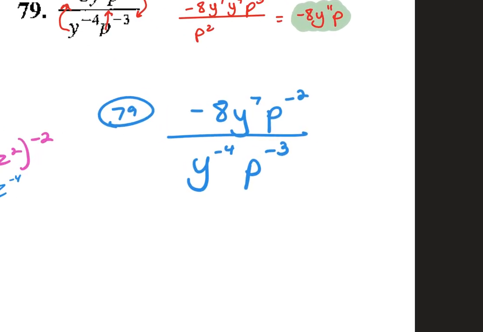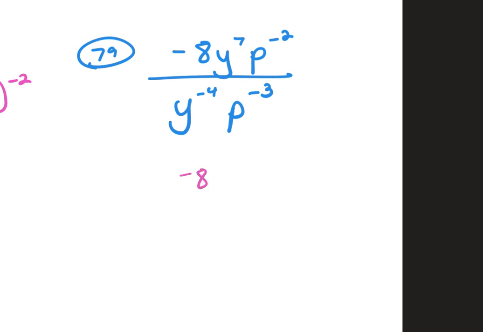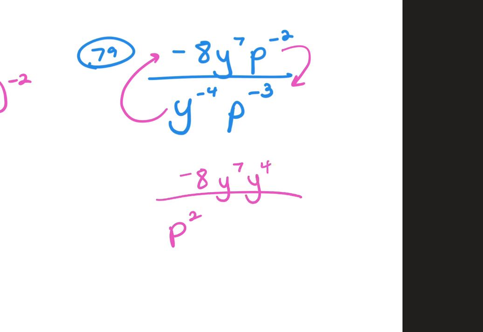Okay, so this time, anything that's got a negative exponent, I'm going to move first, and then I'll simplify after. So the negative 8 stays. The y to the 7th stays. The p to the negative 2nd brings down to the bottom, so p to the 2nd moves to the bottom. In the bottom, the y to the negative 4th is going to go to the top, and the p to the negative 3rd is going to go to the top. P to the 3rd at the top.